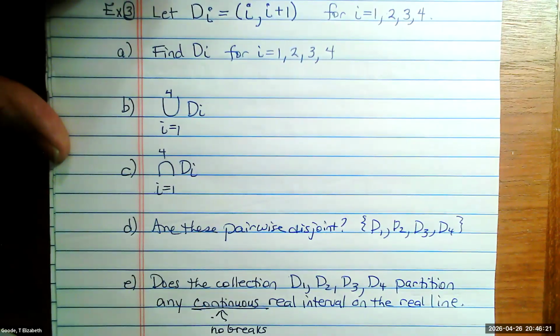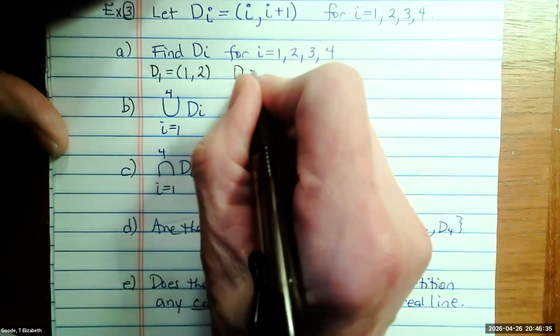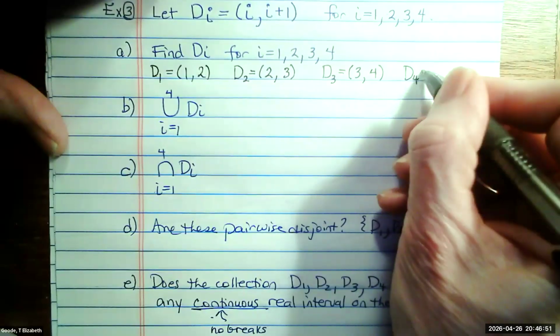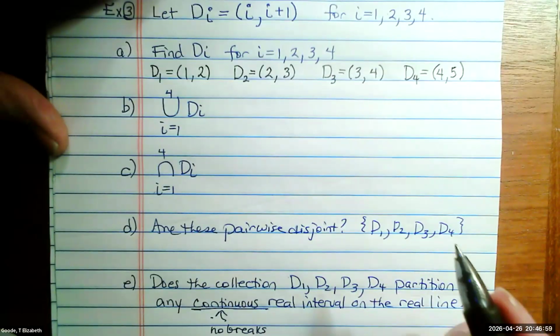All right. So what is D1? D1 would be [1, 2). What's D2? You're getting to be an expert here. That would be [2, 3). Beautiful. D3 would be [3, 4). D4 is [4, 5). Great. Now let's take the union.